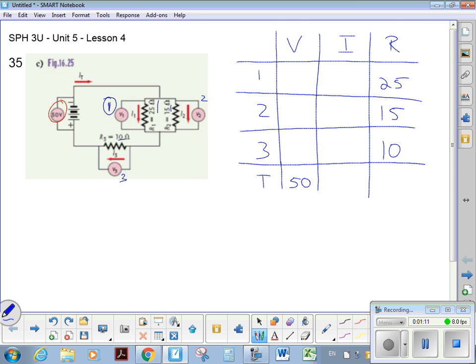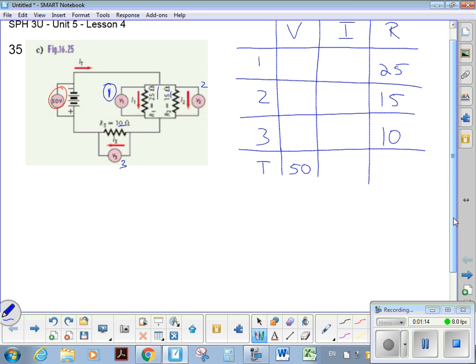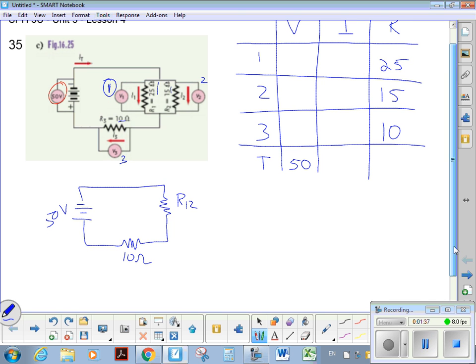So what I need to do is now find the total resistance for the circuit. I'm going to crush this down into one circuit. I'm going to have my battery, and I'm going to create one resistor over here, meaning that this is going to become resistor 12. So 1 and 2 get combined. This one remains 10 ohms, 50 volts, and so on and so forth. So how do we combine resistors 1 and 2? Well, they're in parallel, these two resistors.